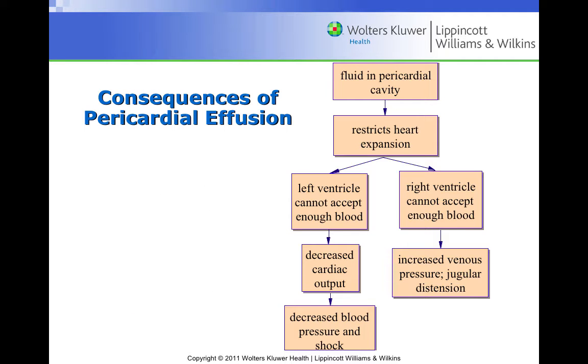This is just a high-level concept map showing the consequences of pericardial effusion. Here on the right-hand side, these are the signs and symptoms you'll see sooner versus later. You'll see increased venous pressure, and jugular neck vein distension because of that increased pressure.